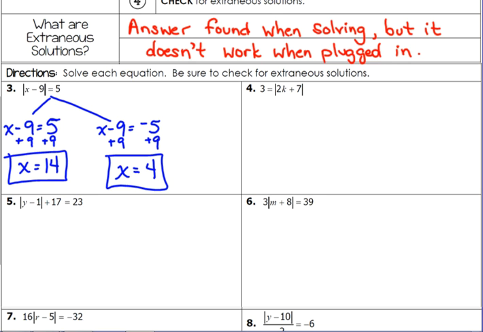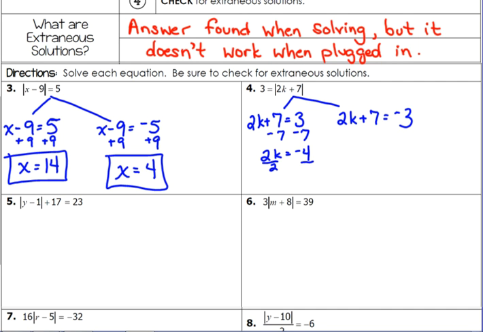Okay. Number 4, 3 is equal to the absolute value of 2k plus 7. Again, it's isolated. Nothing's outside of it, nothing's in front of it, so we can just split it into the two cases. I like my variable to be on the left side, so I'm just going to flip it around. Okay, 2k plus 7 is equal to 3, and 2k plus 7 is equal to negative 3. And we're going to solve both of these. Subtract 7. 2k is equal to negative 4. Divide by 2. So for this one, k is equal to negative 2.